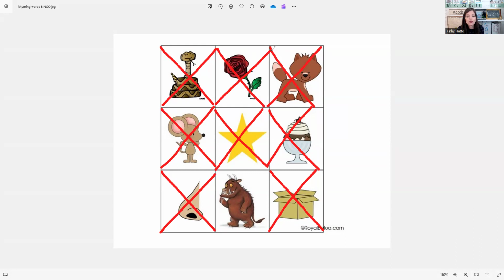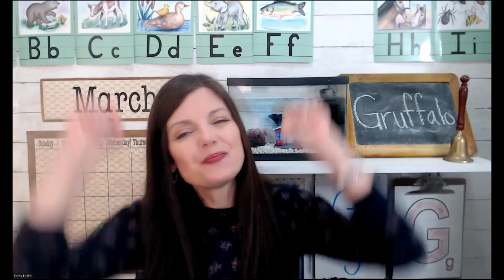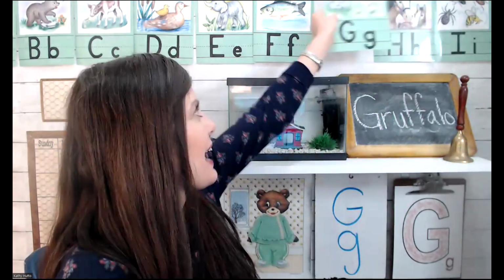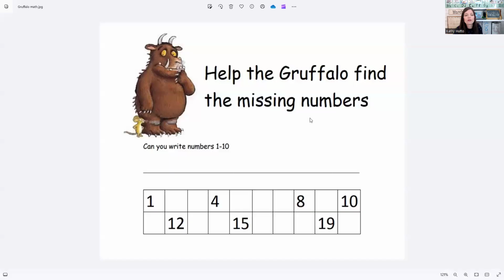Last, look for a word that rhymes with buffalo. Gruffalo. Very good. Look, we covered all the spaces. We have bingo. So on the count of 3, let's shout bingo. 1, 2, 3, bingo. And that was our letter time for today. Next, it's time for math. And for math today, we're going to be helping the Gruffalo find the missing numbers.